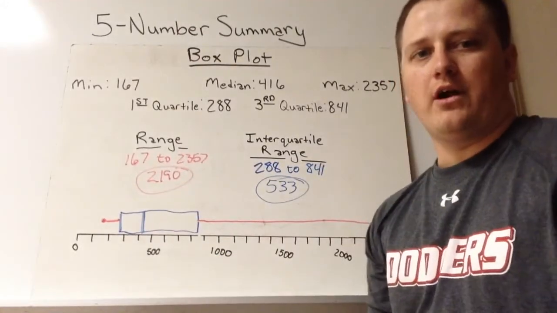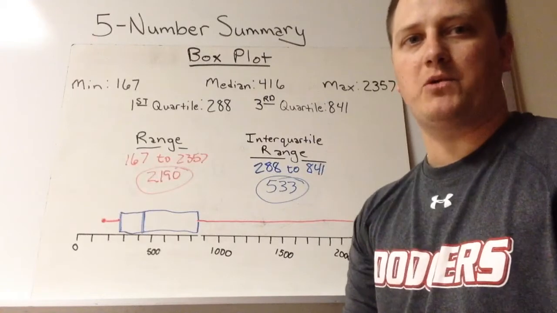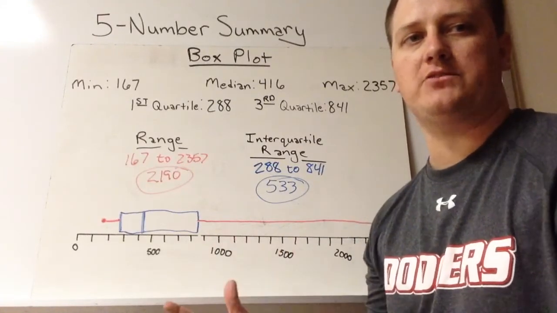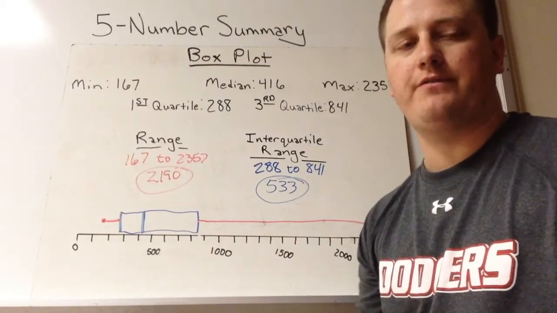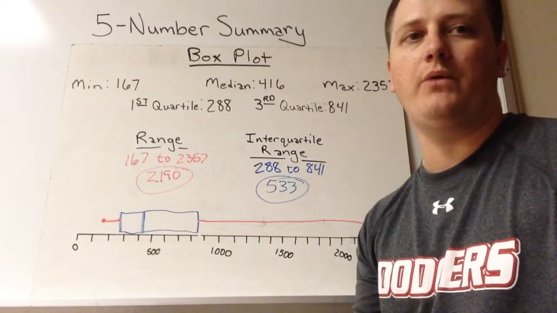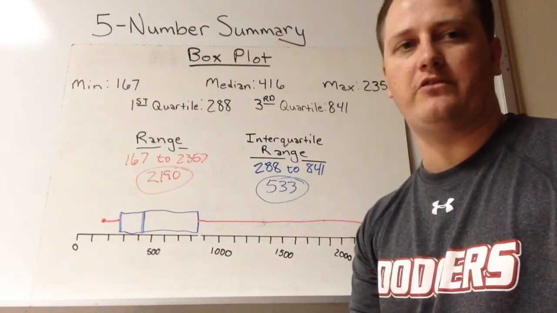Alright, so we have gone over kind of how to find the 5-number summary and how to use the 5-number summary to make what we call a box plot or a box and whisker. Make sure if there's any part of it that you didn't understand or you need to see again that you pause, rewind, and rewatch, and bring your questions to class.